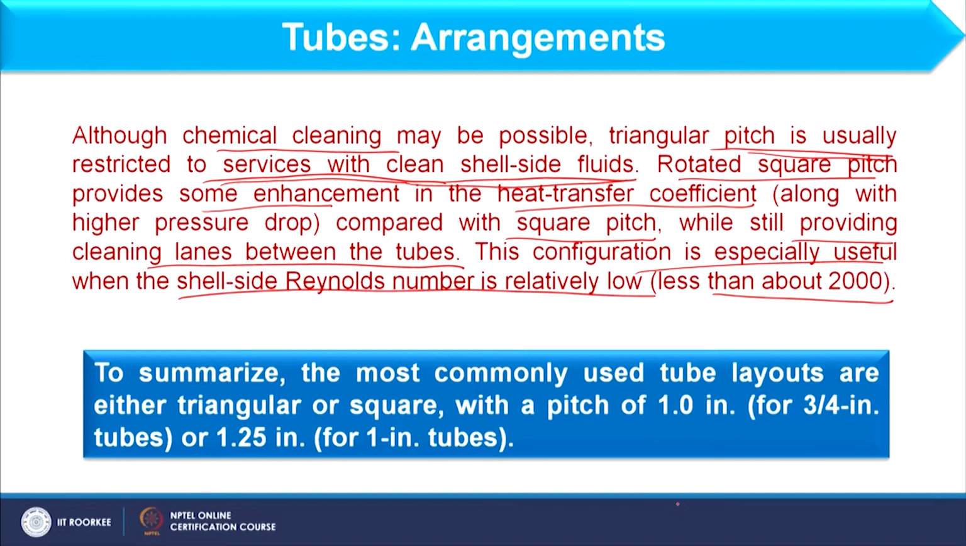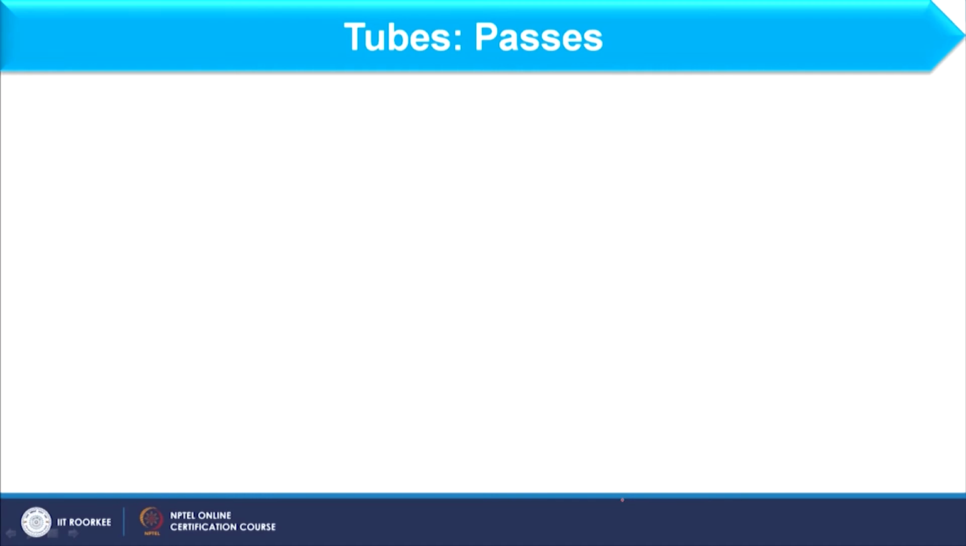Now to summarize, the most commonly used tube layouts are either triangular or square with a pitch of 1 inch for 3 by 4 inch tubes and 1.25 inch for 1 inch tubes. So you can see, this is nothing but 1.25 into tube OD. Okay, so that pitch we can consider, and now we will focus on the passes.